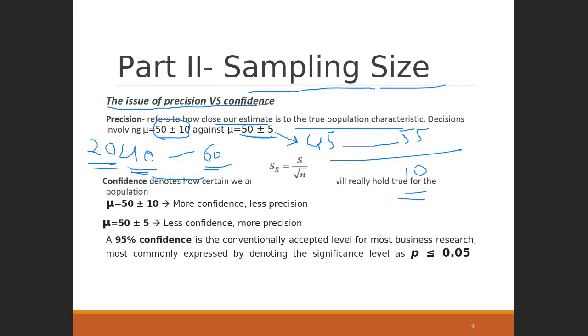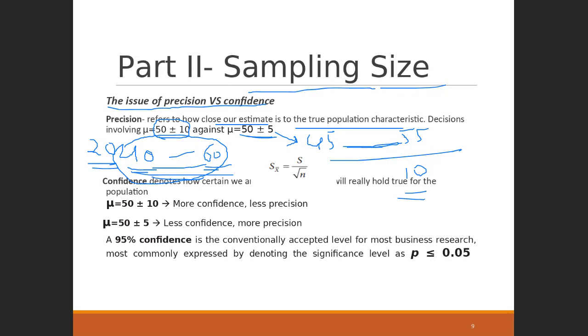But in the first case, when we estimate that our population mean will fall between 40 and 60, we are not very precise. It is a very broad interval. On the other hand, between 45 and 55, it is not a very broad interval. It is a precise interval. It is a narrow interval.